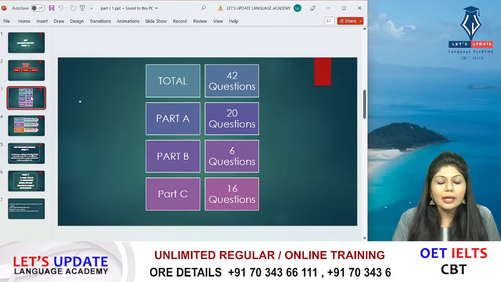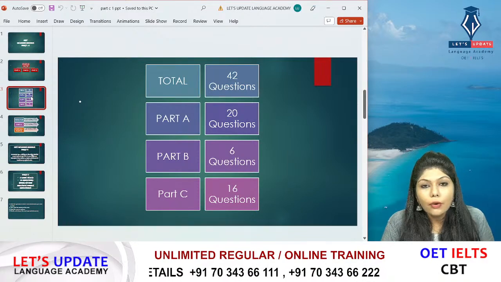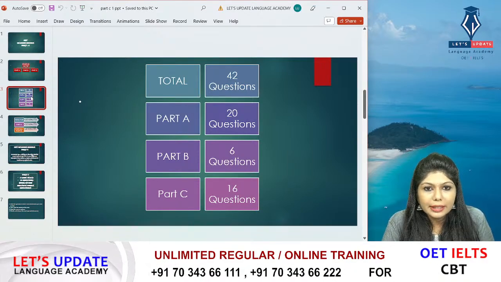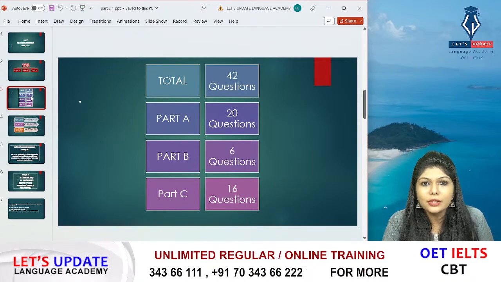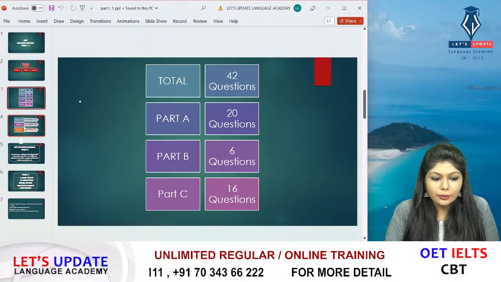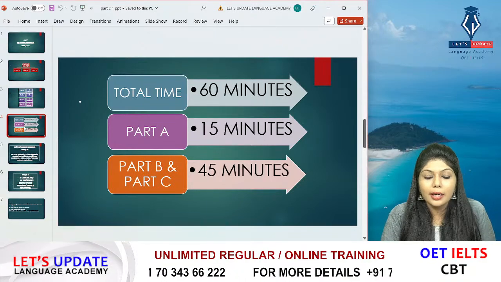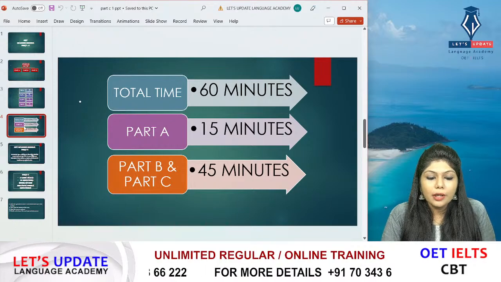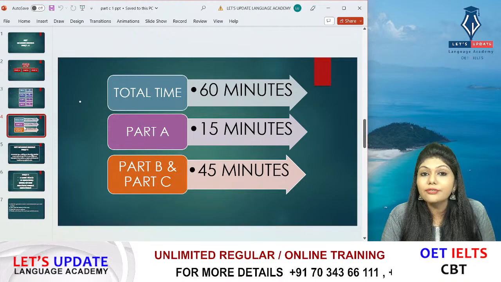and part C. Regarding the number of questions, you will have a total of 42 questions: 20 questions from part A, 6 questions from part B and 16 questions from part C. And regarding the time duration, you will have a total of 60 minutes, or 1 hour, to complete the test, of which part A will be allotted 15 minutes. For part B and C, you will be given 45 minutes.